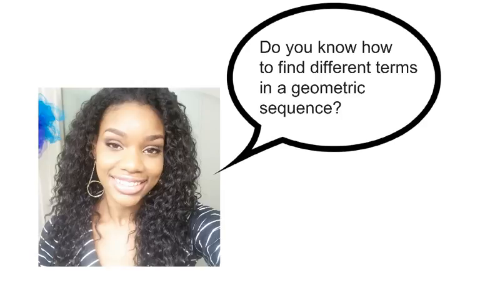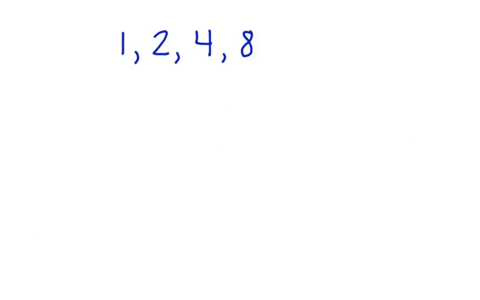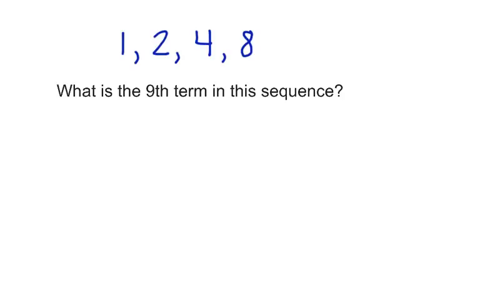Do you know how to find different terms in a geometric sequence? Let's take a look at some number sequences and how to figure out different values in those sequences. Here's a geometric sequence: 1, 2, 4, 8. What is the ninth term in this sequence? That's a really great question.